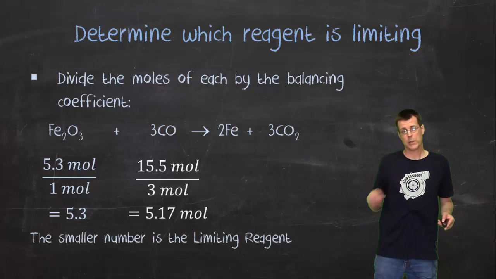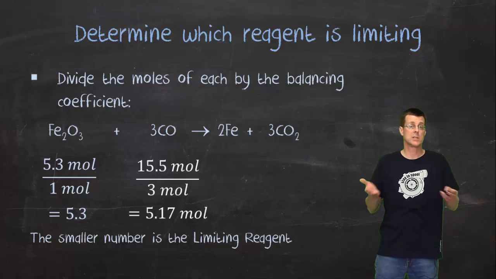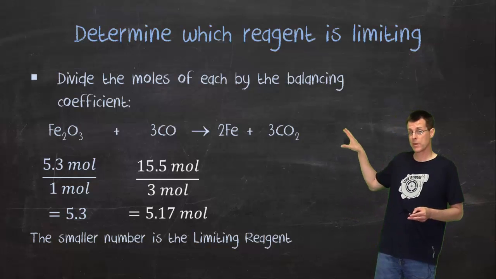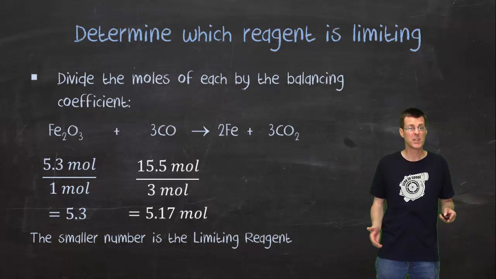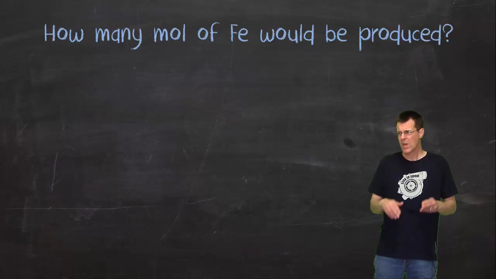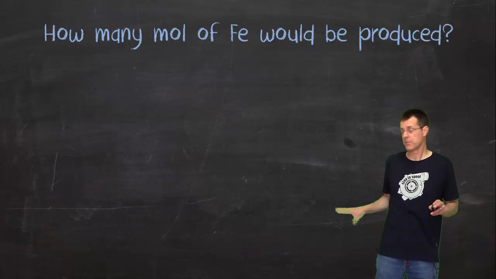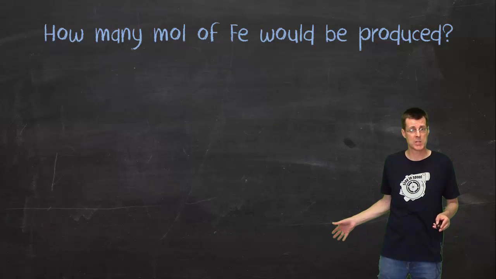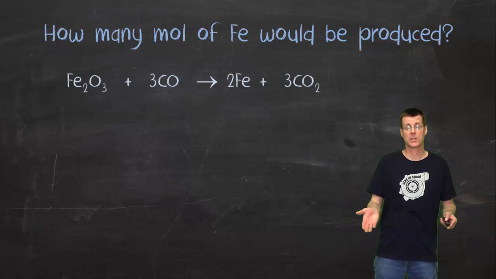So at this point, once I've divided by the balancing coefficients, now I know which one's the limiting reagent. It's now the smaller one. So not the smaller one that I started with, but the smaller one that I finished with. Well, I'm not done the question yet. I've done all that work, but all I know now is which one is limiting. Now I have to answer the question. Don't forget to do that.